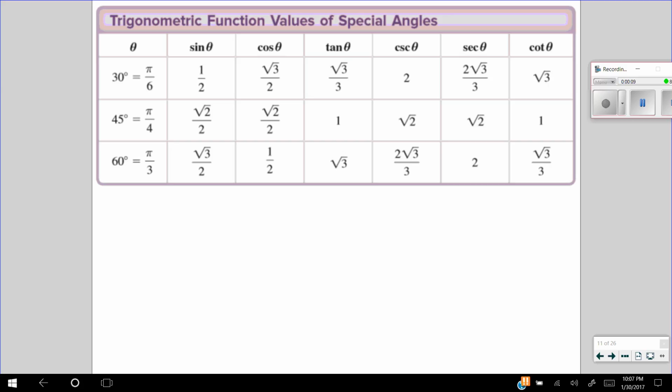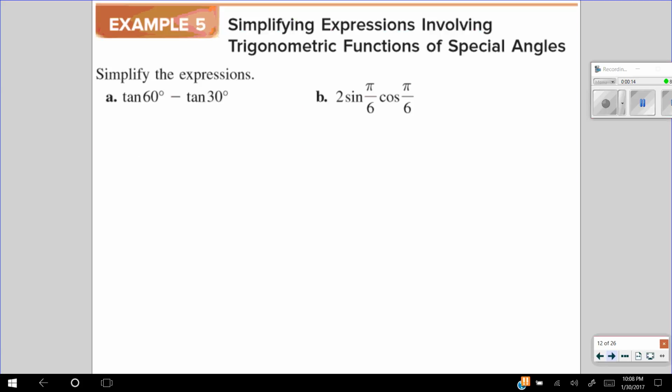So as I was saying, hopefully you have this table copied into your notes now, and we can move on to example 5, which is asking us to use those properties and those values that we just came up with. So part A says to take the tangent of 60 minus the tangent of 30. If you go back and look at that table, the tangent of 60 was the square root of 3, minus the tangent of 30, which is the square root of 3 over 3.